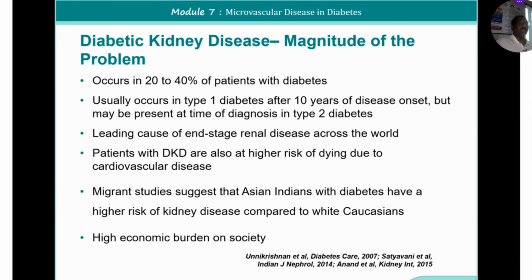It usually occurs in type 1 diabetes after 10 years of disease onset, but may be present at the time of diagnosis in type 2 diabetes. In type 1 diabetes, it is a virgin disease, no complication at the time of diagnosis. All the complications follow the diagnosis, depending on the duration of diabetes and control of diabetes. Whereas in type 2 diabetes, even 40 to 50% of patients present with complications at the time of the diagnosis itself.